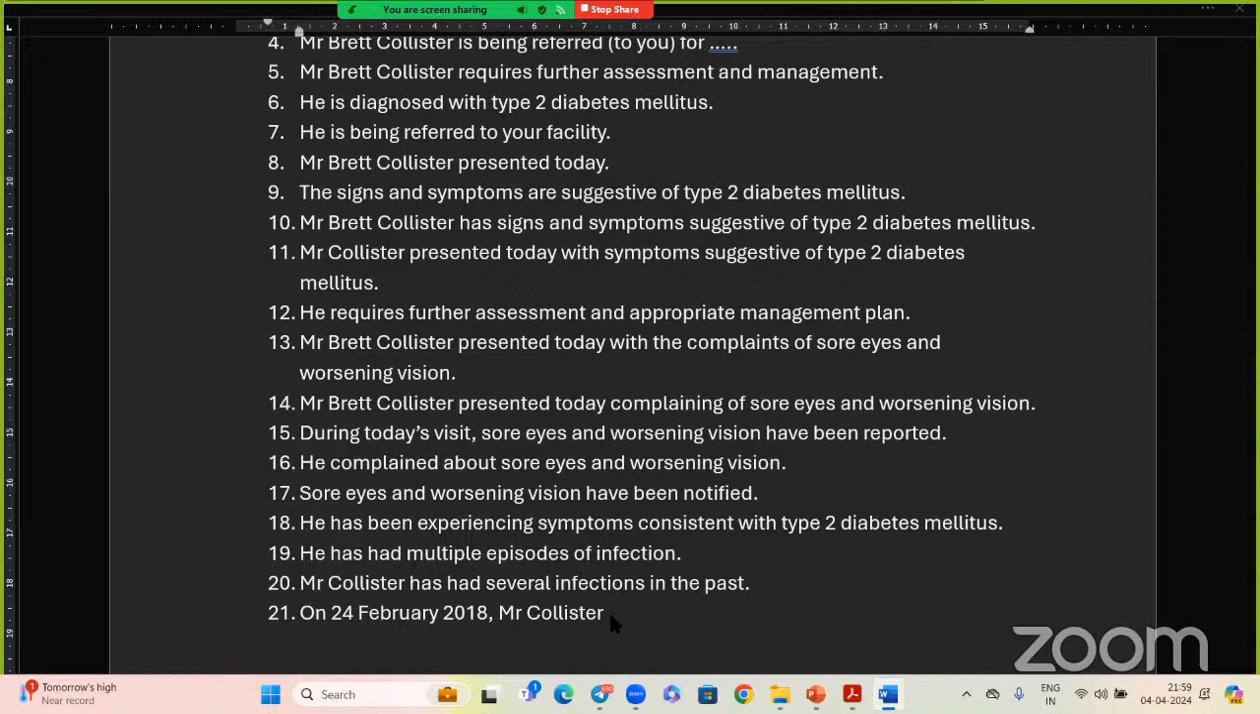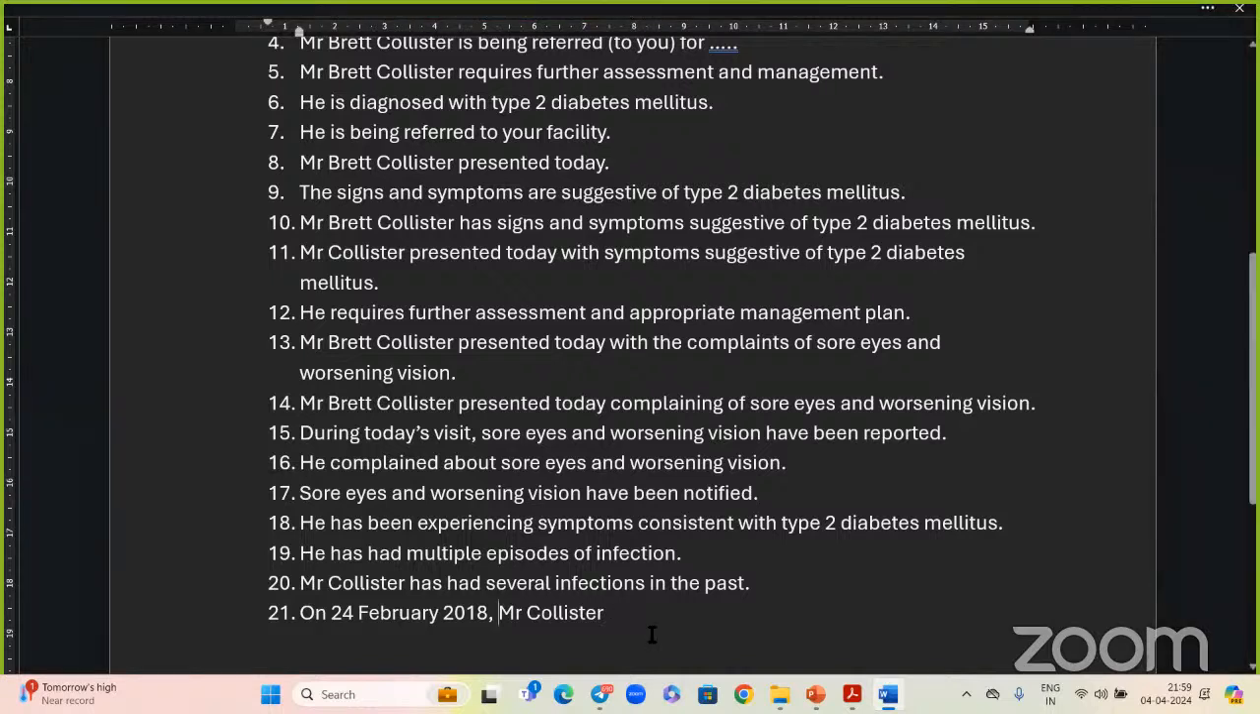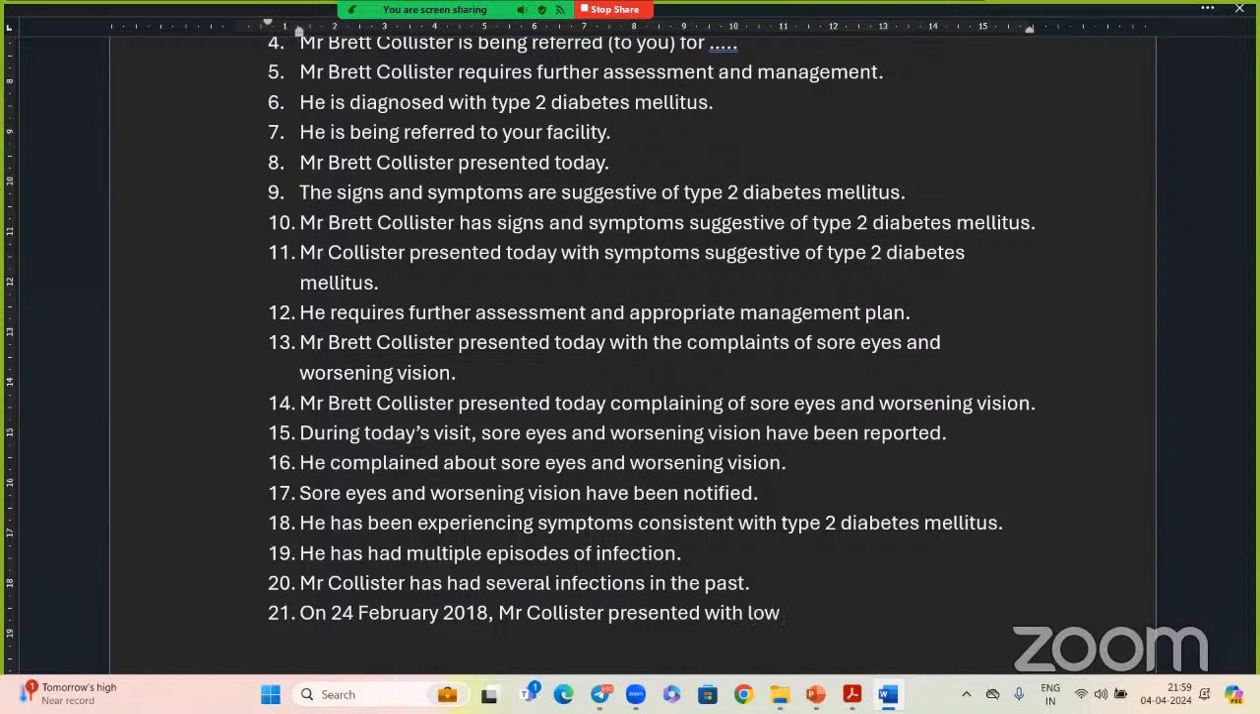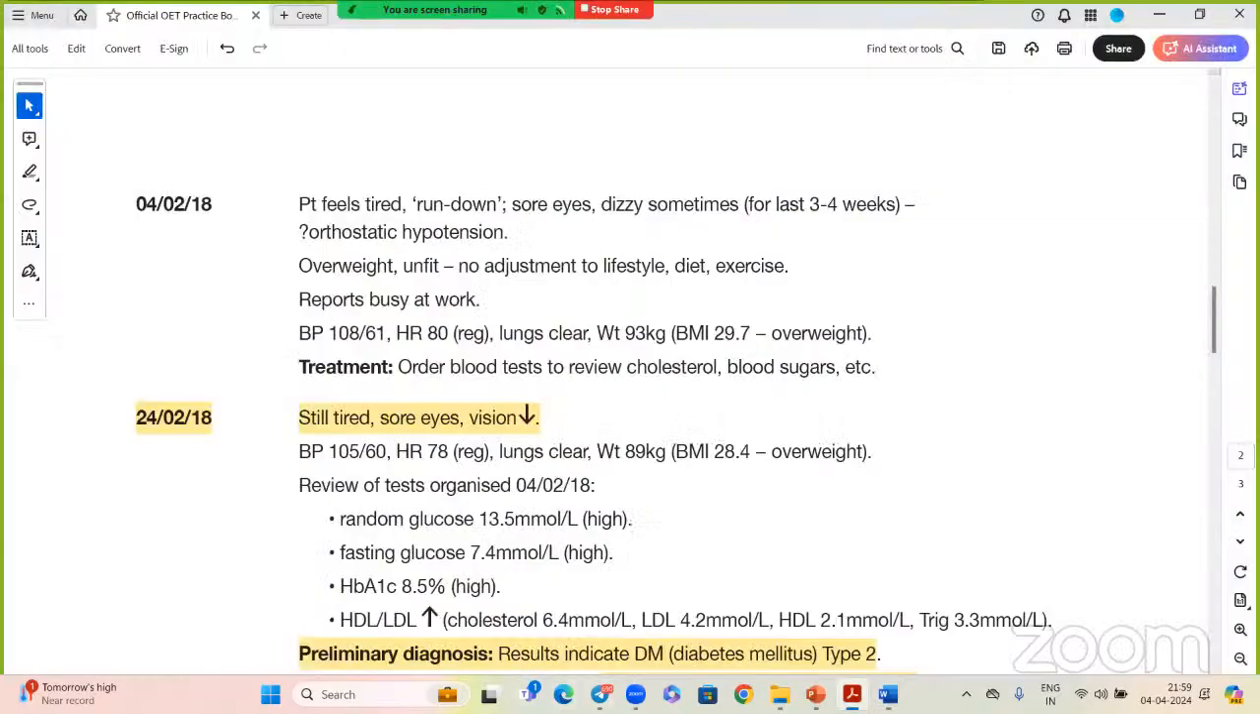presented with low blood pressure. Okay, presented with low blood pressure. And are there any other things? Low blood pressure, right? Then that's one sentence.